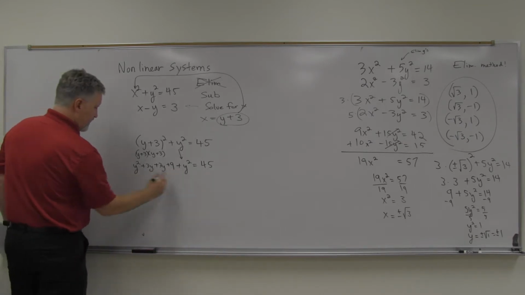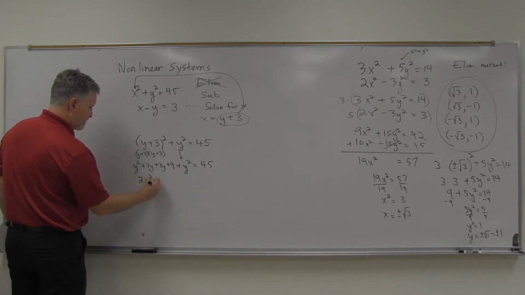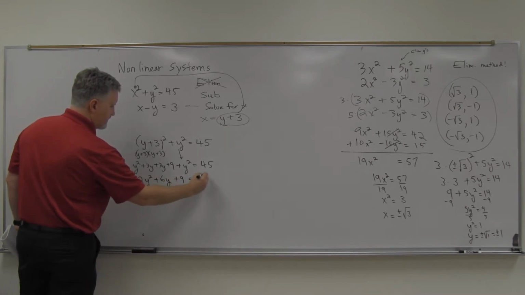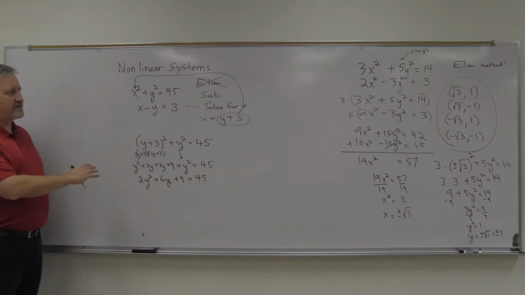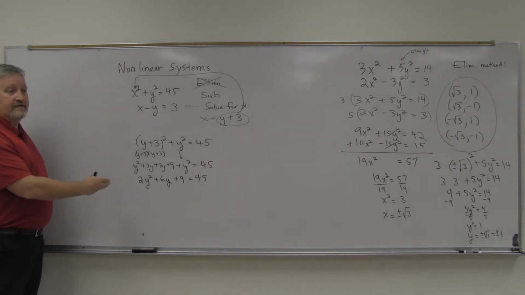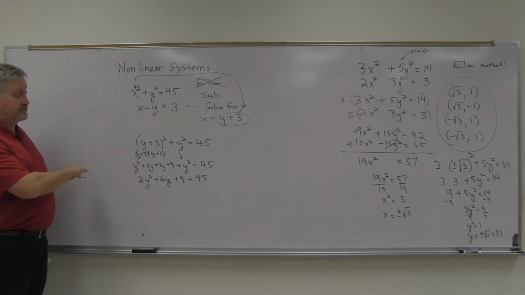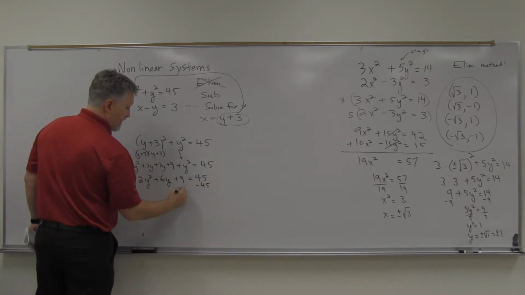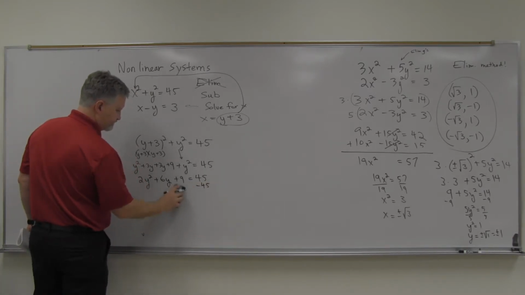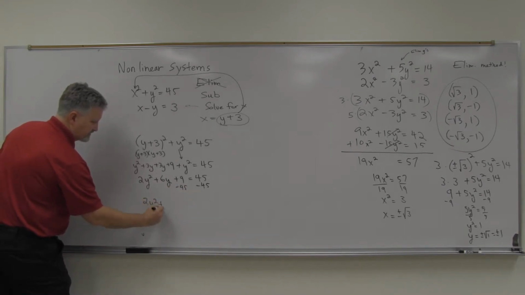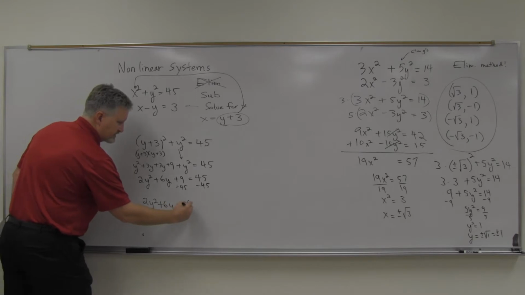All right, so what do we got? 2y squared plus 6y plus 9 equals 45. Well, looks like we're in the same boat as a couple of examples ago. I need to make one side 0. I've got a y squared equation like this. So I need to make one side 0 and then figure out from there. So let's subtract the 45. And so we have 2y squared plus 6y minus 36 equals 0.